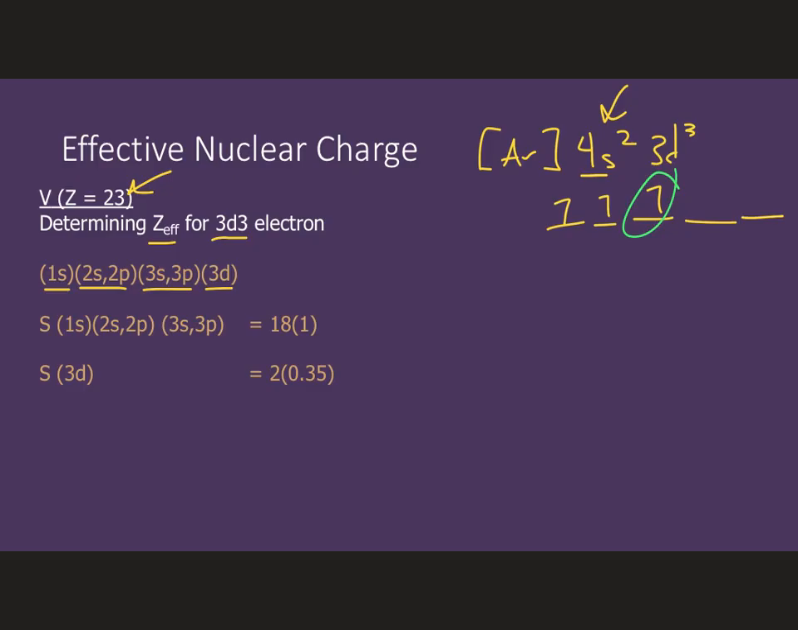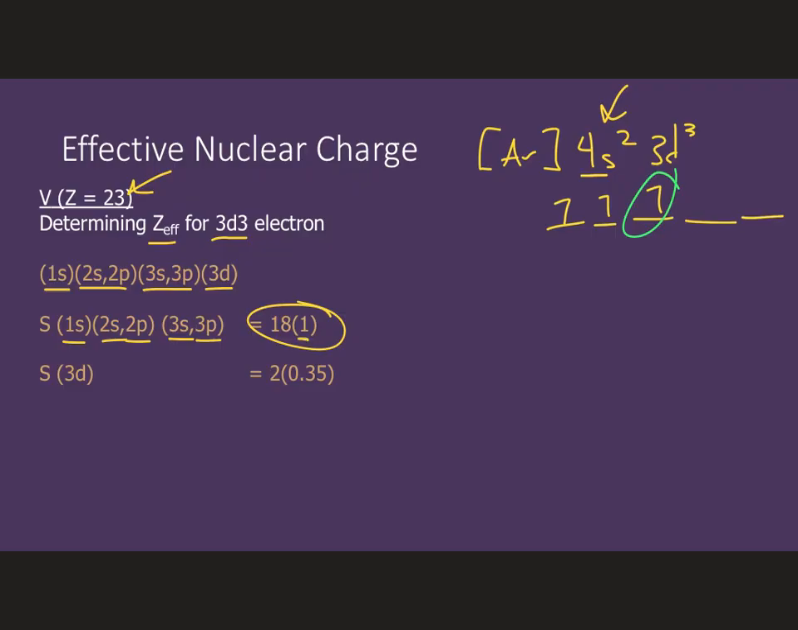As we start doing our counting here, we say, all right, we've got 1s, we've got 2s, 2p, we've got 3s, 3p. All these count for 1, so I've got a total of 18 electrons there that occupy those orbitals. So each one of them counts for 1. That's what I got there.